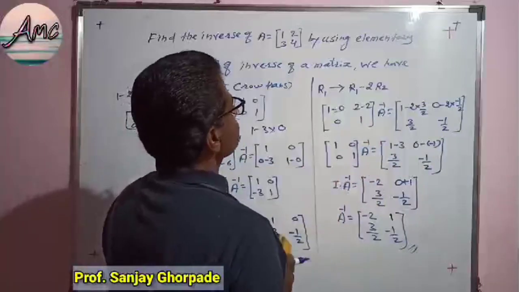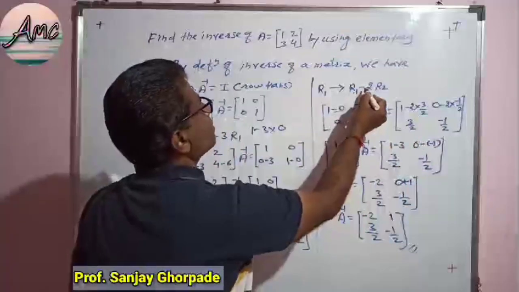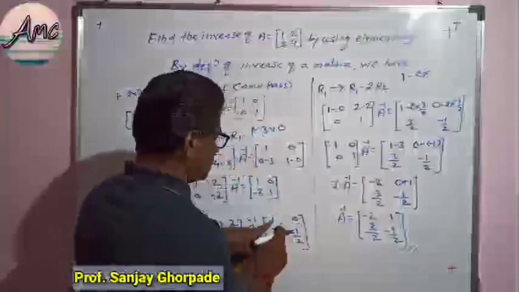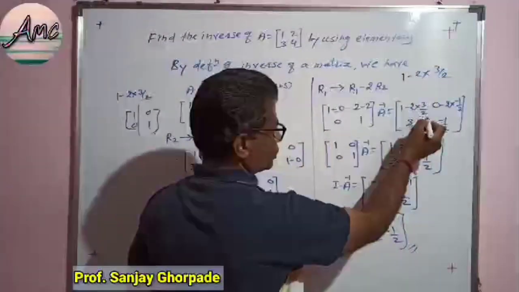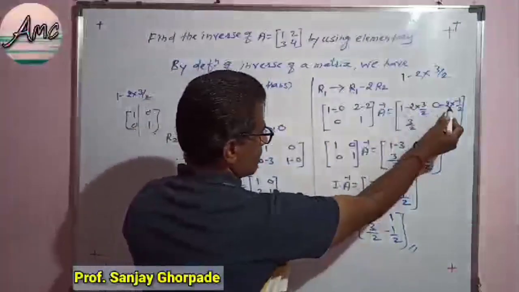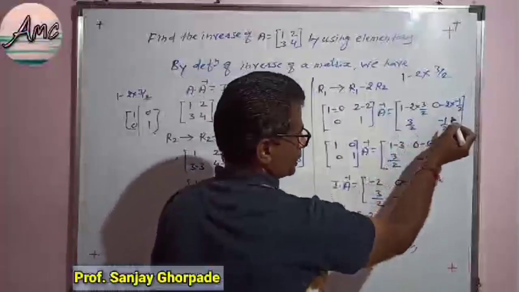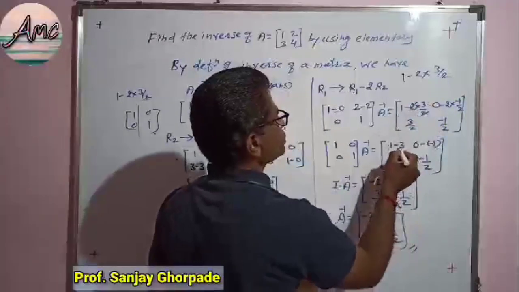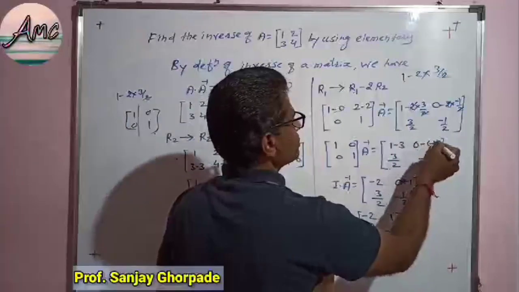So come to the right hand side. R1 minus 2 times R2. What is R1 here? 1 minus 2 times R2. What is R2 here? 3 by 2. So 1 minus 2 into 3 by 2. Come to this element. R1 is here 0 minus 2 into R2. What is R2? Minus 1 by 2. So this 2 will get cancelled here, 1 minus 3. And here also 2 will get cancelled. Minus of minus is plus, 0 minus minus 1.